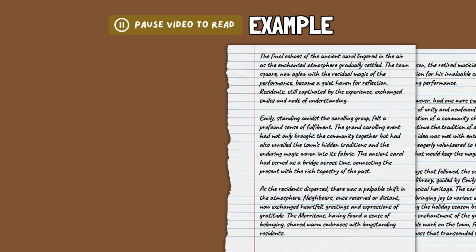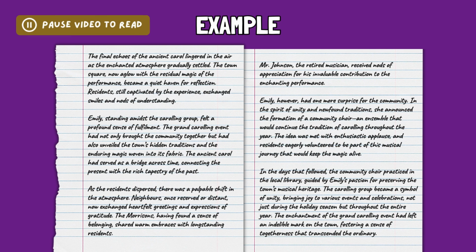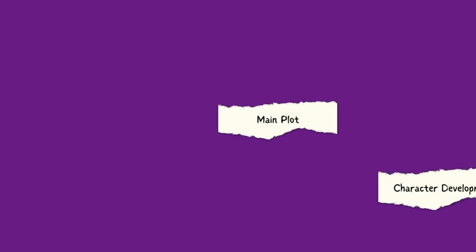Take a look at this example. After the magical caroling event, the town square becomes a peaceful place for everyone to think. Emily, who organized the event, feels very happy because it brought the community together and revealed hidden traditions. The choir becomes a symbol of togetherness, spreading joy to different events throughout the year and leaving a lasting impact on the town.